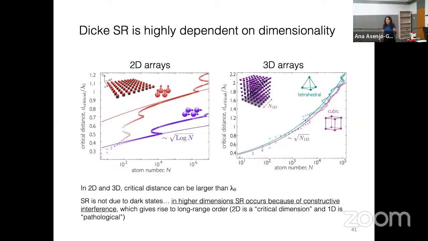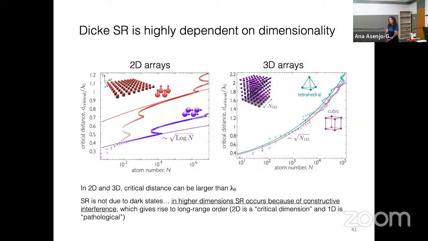So 2D is the critical lowest dimension. In 3D, there is superradiance basically for very large distances. And in 1D, the quantum fluctuations are not robust enough to hold the order. So in 2D and in 3D, this happens because you have enough atoms. In 1D, you don't have enough atoms, and there should not be Dicke superradiance. But it's a pathological case because of destructive interference.